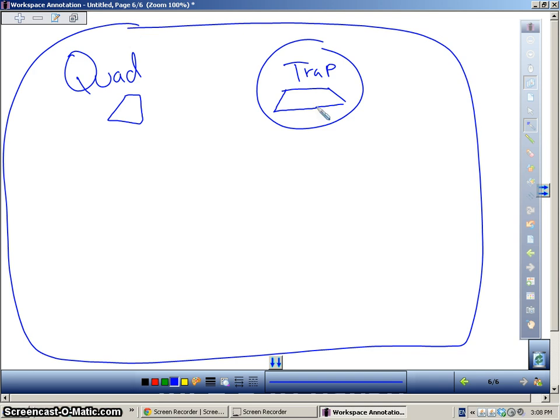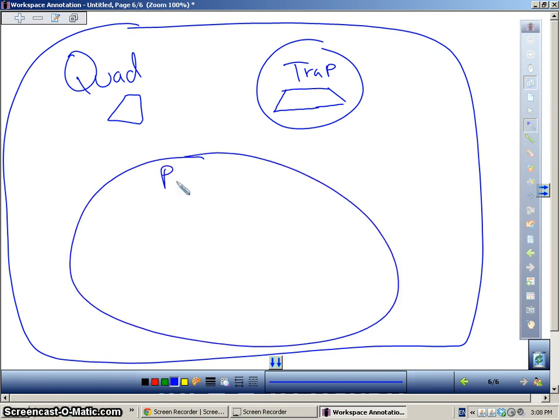And we've got trapezoids. So the trapezoids are quadrilaterals and trapezoids. And then we've got another classification called parallelograms. And that means they have 2 sets of parallel lines. So the top and the bottom are parallel and the sides are parallel. And then we've got special parallelograms where the corners are 90-degree angles, and we call those rectangles.